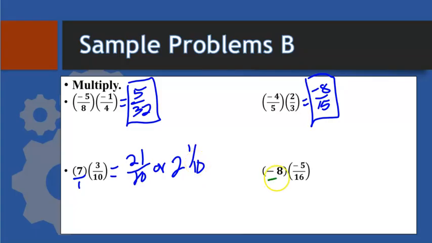Same thing with this one. This is really -8/1. Now for this one, I'm actually going to simplify first. I know I can divide out 8 here and get -1. Divide out 8 here and get +2. And now if I multiply across, -1 times -5 is 5. 1 times 2 is 2. So my answer would be 5/2 or 2 1/2.